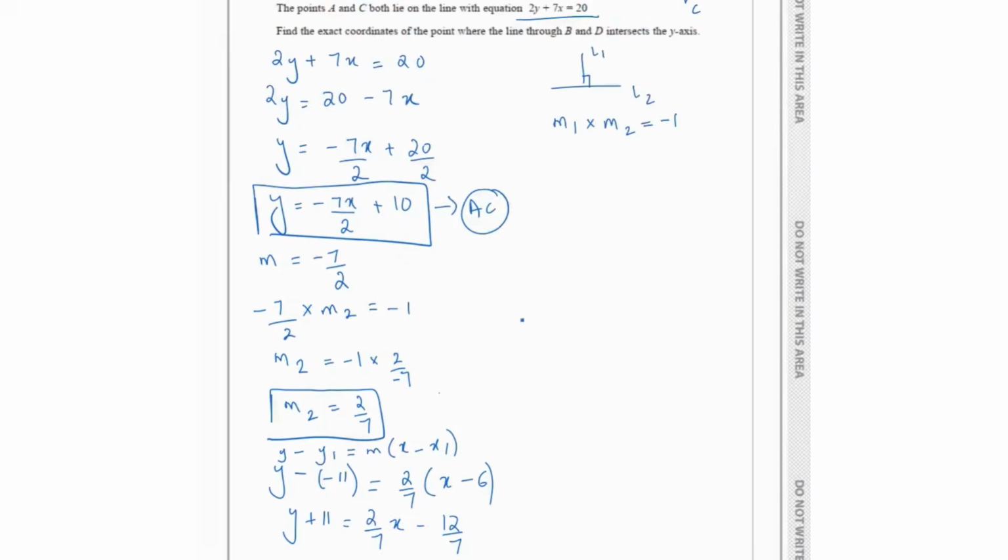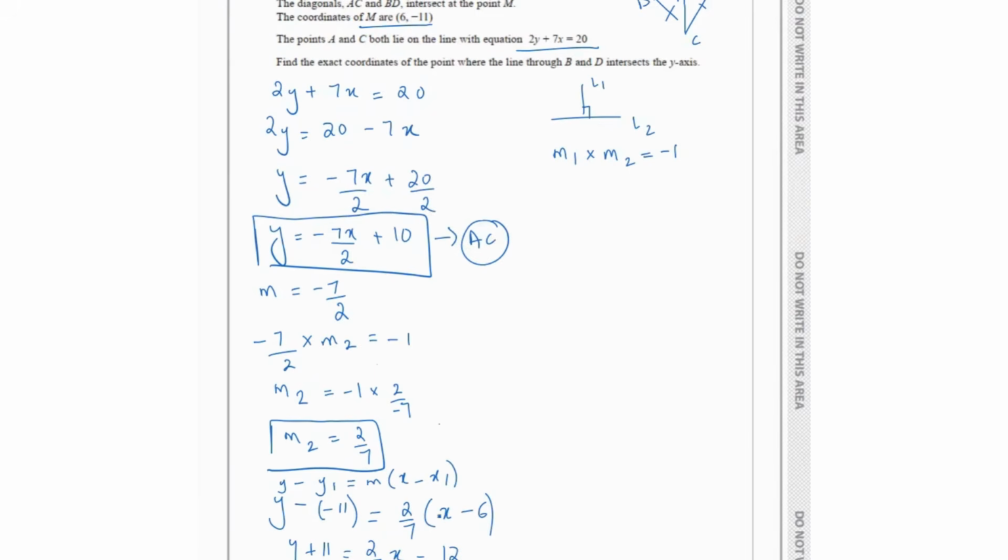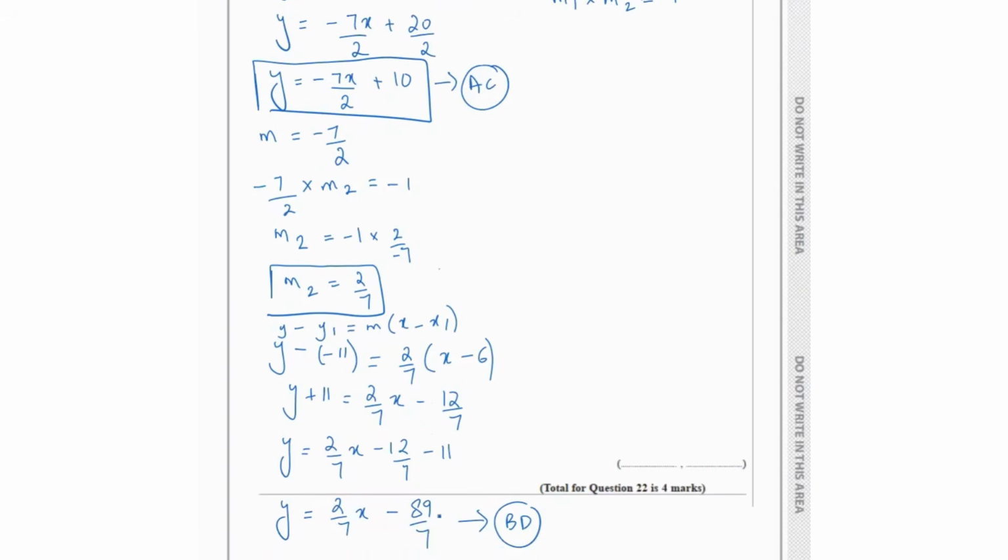So we have to find the exact coordinates of the point where the line through B and D intersects the y-axis. So if it's intersecting the y-axis, that means we're going to put x equals to 0, because on the y-axis, x is always 0.